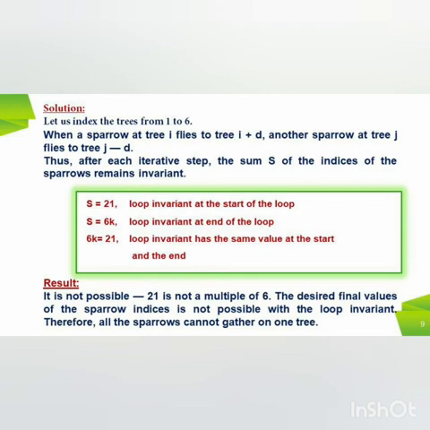Why is it not equal? Because 21 is not a multiple of 6. If I substitute any value for k, I will not get 21 here. So the condition is not satisfied. So the desired final values of the sparrow indices are not possible with the loop invariant. Therefore, all the sparrows cannot gather on one tree.